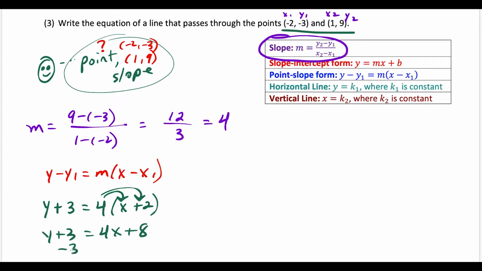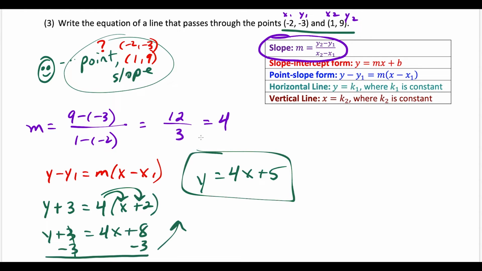And now we could subtract 3 on both sides. And we'll write our answer over here to the right. So our answer will have y equals 4x plus 5. So here's our line. But once again, it doesn't matter which point we chose at this step, because let's see what happens if we would have used x2, y2 instead.